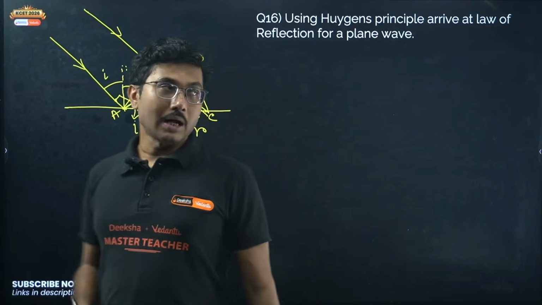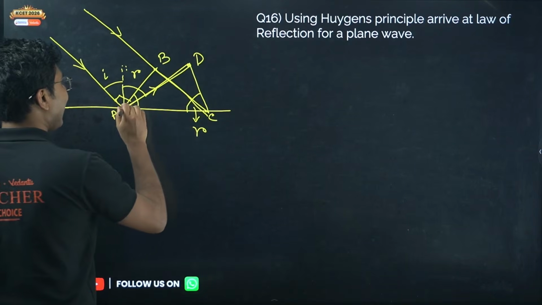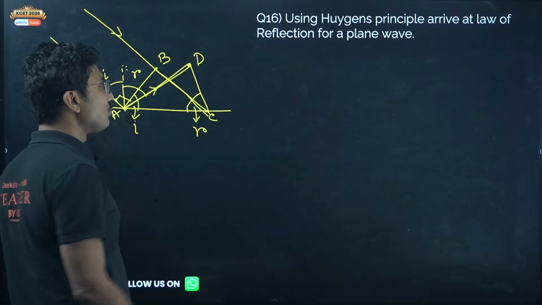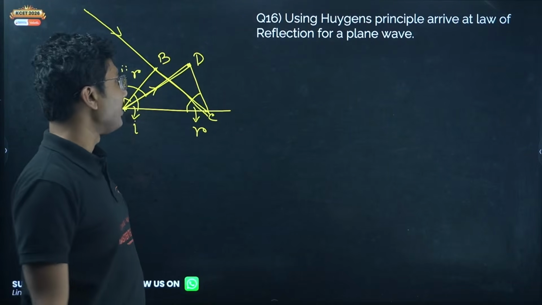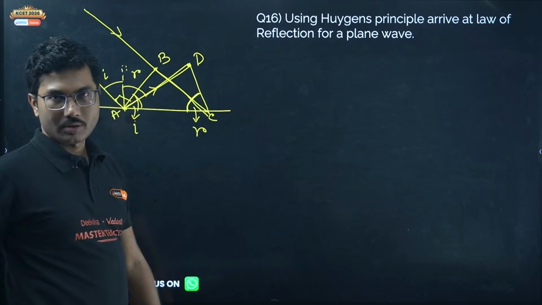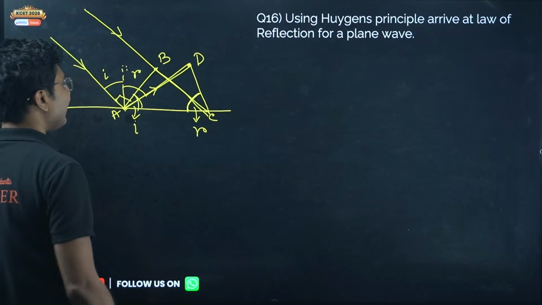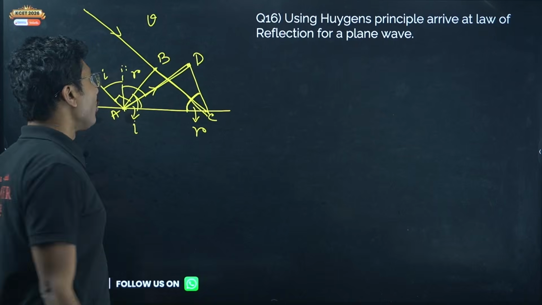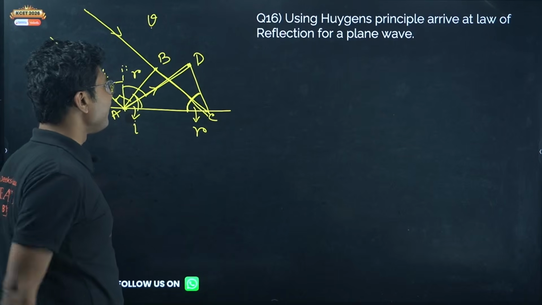Now we have to take the triangles ABC and ADC, and we have to show that they are congruent. If they are congruent, the corresponding angles should be the same. Now how to show that they are congruent? Say the speed of light in this medium is V.